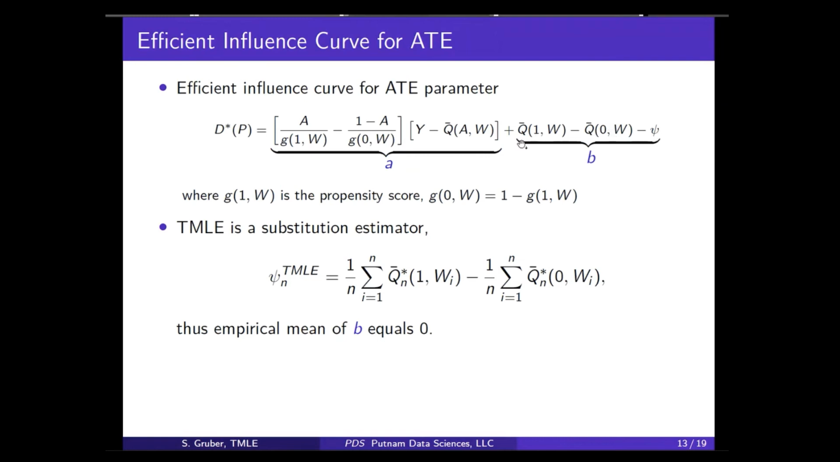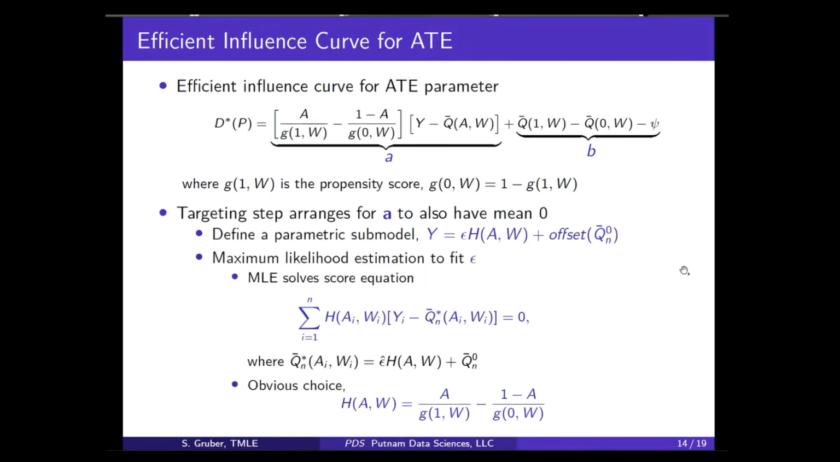So on average, this thing has mean 0. That means this B portion already has empirical mean 0. I want the whole thing to have empirical mean 0. So if this has empirical mean 0, then all I have to do in stage 2 is make sure that this has empirical mean 0. And once I do that, I'm in business. I've solved the whole thing. So that's what's going on with TMLE.